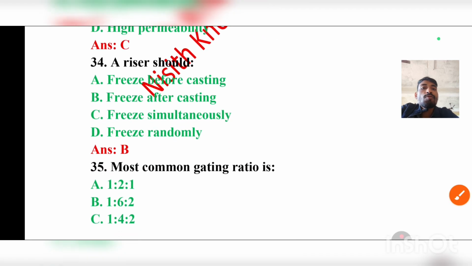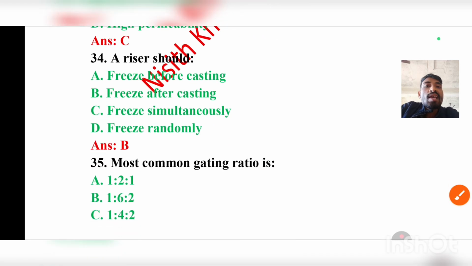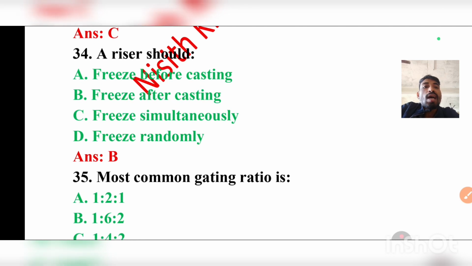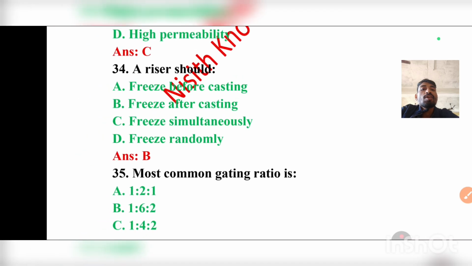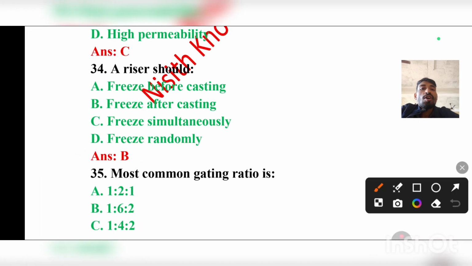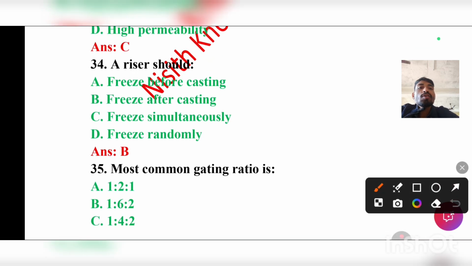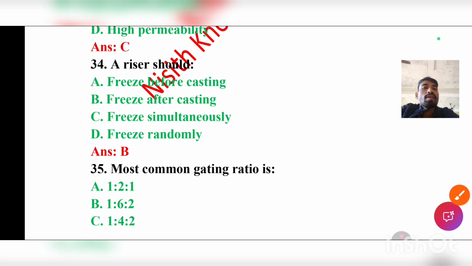Question number 34, what he is asking: a riser should freeze before casting, freeze after casting, freeze simultaneously, or freeze randomly. Just see, the correct option is freeze after casting. तो राइजर क्यों यूज होता है? राइजर यूज होता है, it acts as a reservoir of the molten metal.